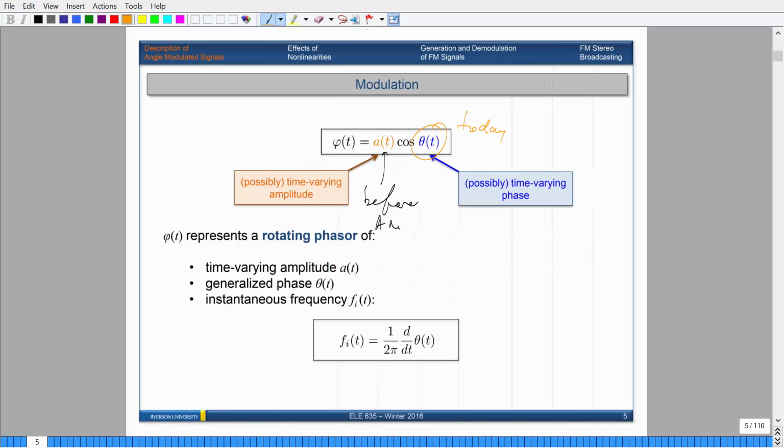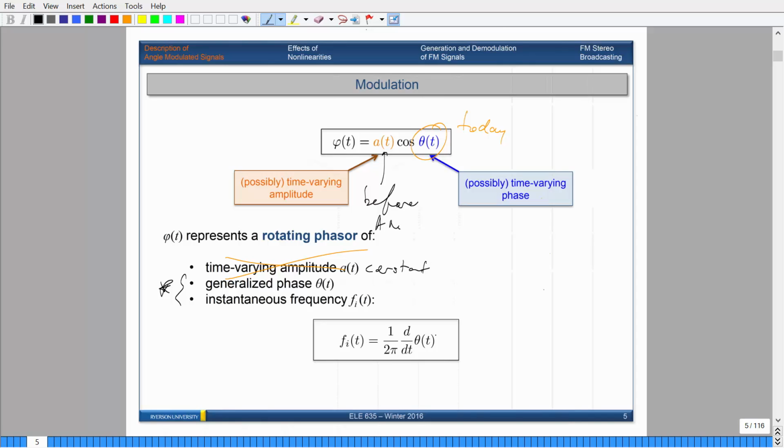There's a time varying phase where the phase varies over time, and also the frequency will change over time too. So this function represents a rotating phasor where there's a potential time varying amplitude. In this case, we don't worry about this anymore. This will stay constant. But we're going to take a look at these two today. So there's a phase that changes over time as well as frequency that changes over time.